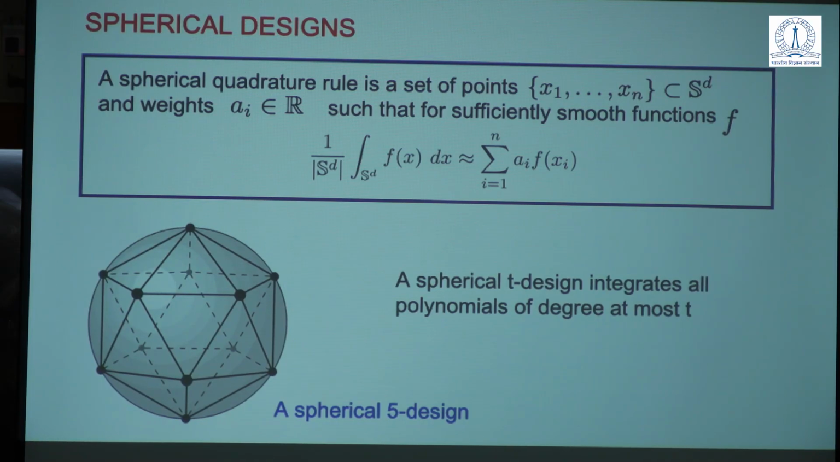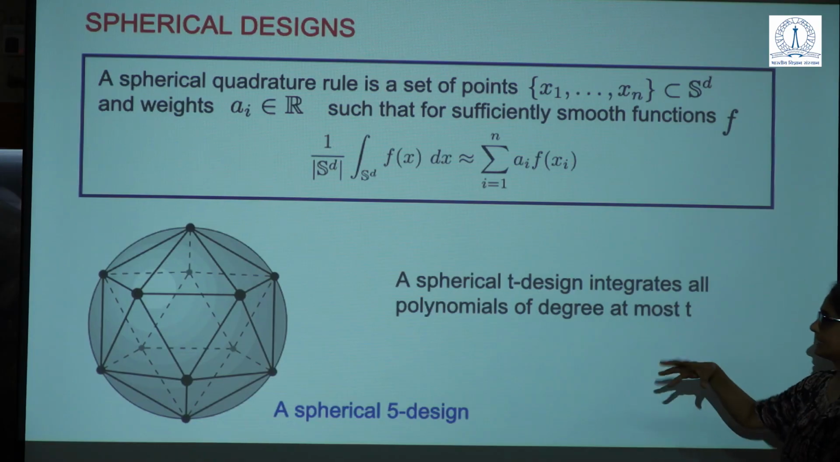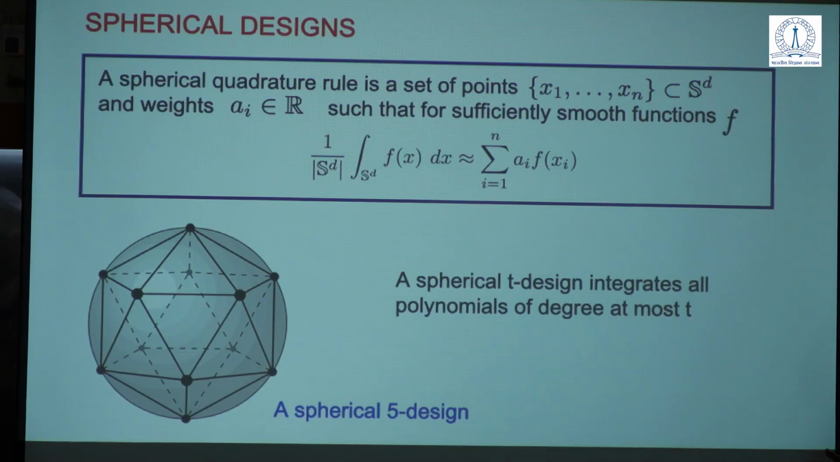So if I want to integrate all functions of degree up to 5, which points should I use? If I want to go all the way up to degree 10, which points should I use? Depending on the degree of your function, you need different points. In general, a spherical t-design is a collection of points that integrates polynomials of degree up to t. The picture is a 5-design: those are the vertices of an icosahedron inscribed inside the sphere.